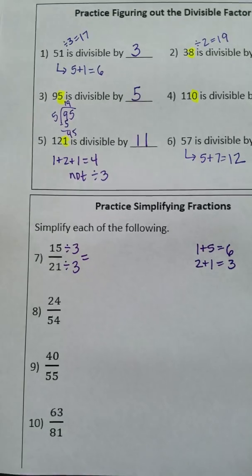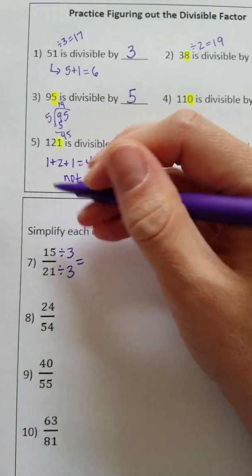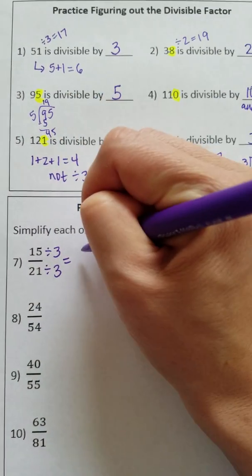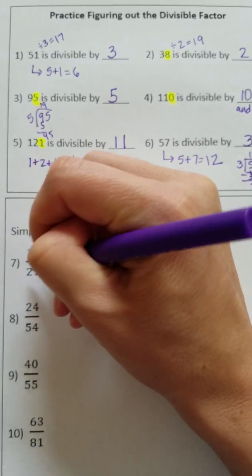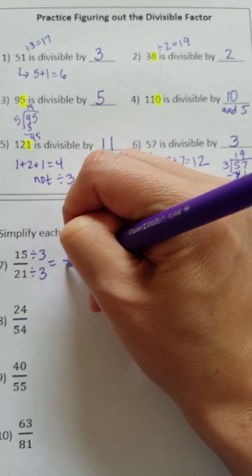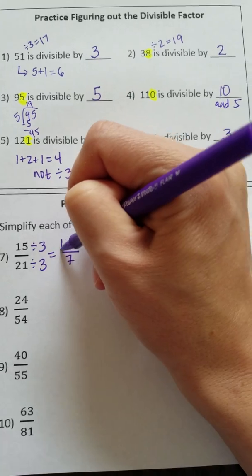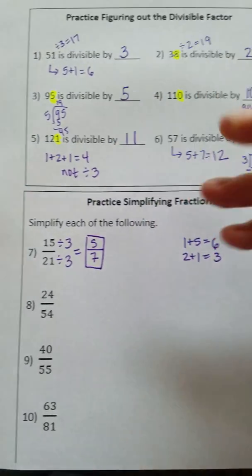Now, if you know your multiplication facts, you don't necessarily have to check it because you could go, oh, I know that 15 is 3 times 5, so that's 5. And 21 is the same thing as 3 times 7, so that's 7. And that's simplest form. Please try number 8.